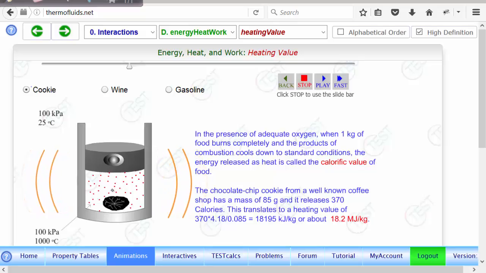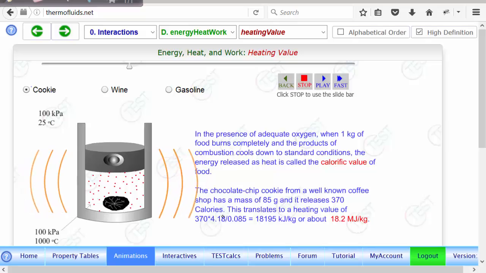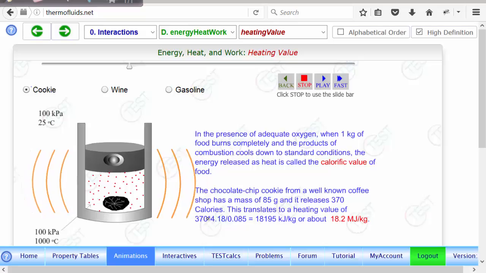If you burn the cookie and see how much heat comes out, you'll find that if you go to your favorite coffee place, they write down calories after every item. And these calories are like jumbo calories with a capital C in America. In Europe, it's called a kilocalorie. Anyways, it's about 4.2 kilojoules. So if a cookie has 370 calories in USA, which means 370 times 4.18, which is about 1.5 or so million joules. A lot of energy here.